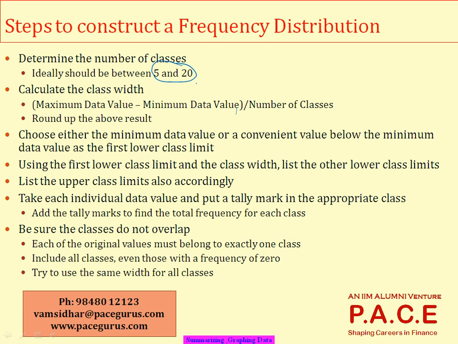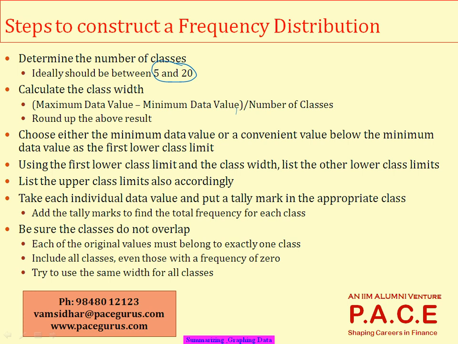And make sure that the number is a decent, comfortable number, right? Where the comparisons become easier and easier. The lesser the number of data elements you have, the better to have fewer classes, and vice versa.